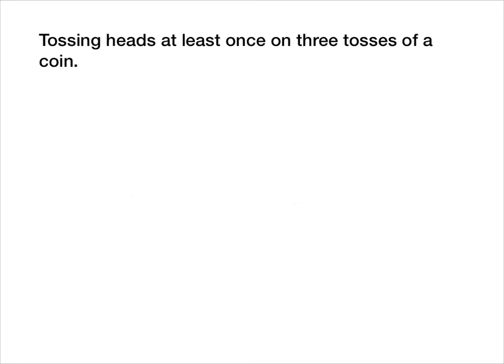Tossing heads at least once on 3 tosses of a coin. So now it's the probability of heads on the first toss, or heads on the second toss, or heads on the third toss. Okay, what does that come out to be? Well, now we have to ask not whether they're dependent or independent, but are they compatible or incompatible? And in this case, they're compatible.